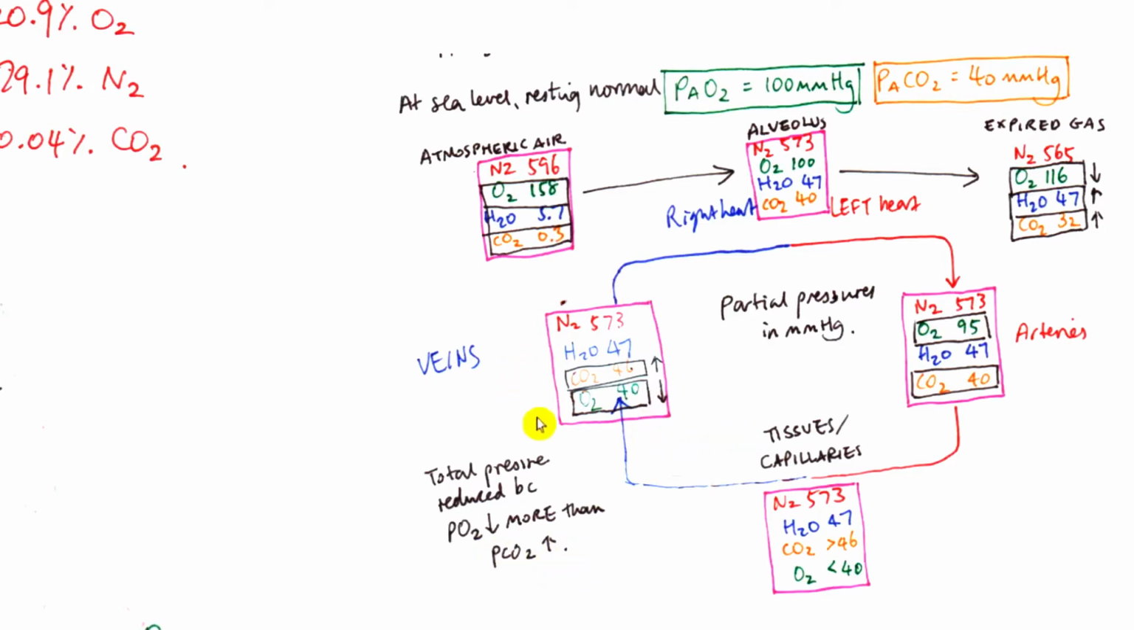And then the veins, we've got a clear difference here. So the CO2 has increased and the oxygen has decreased from the arterial side. Now we're going back to get oxygenated at the lungs. And then the expired gas is just an extension of this, basically. So, yeah. And at sea level, resting normal partial pressure of oxygen in the alveoli is about 100. And partial pressure of CO2 in the alveoli, which is in equilibrium with the arteries, remember, is around 40 millimeters of mercury.